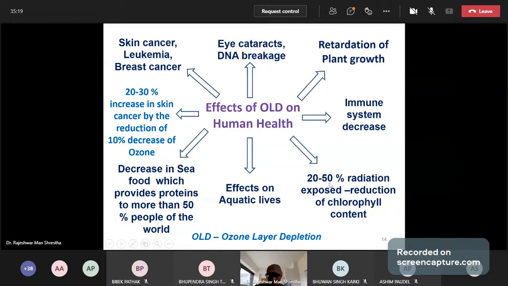And when plants are exposed to 20 to 50% more UV, the chlorophyll content will be reduced. When chlorophyll content is reduced, the plant will not be able to make its own food.